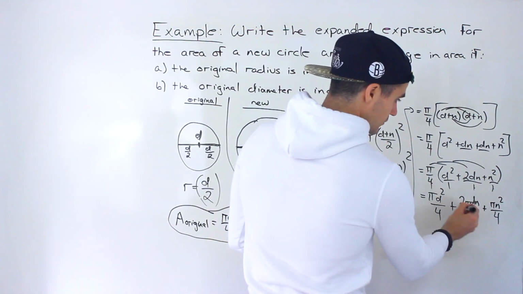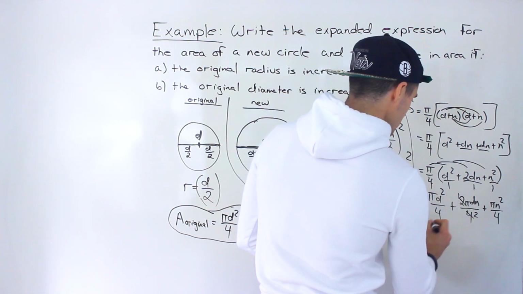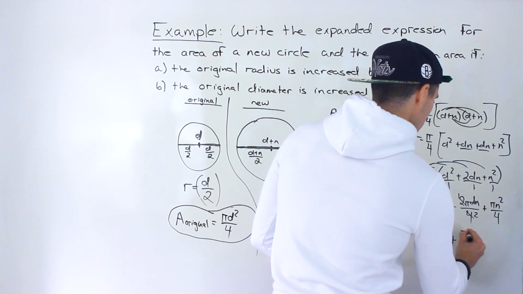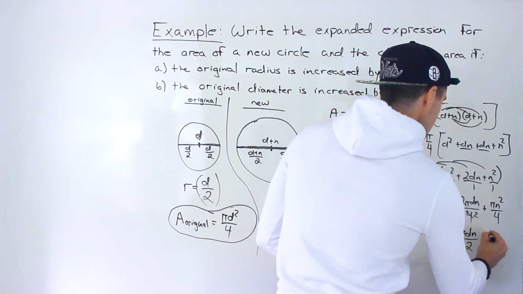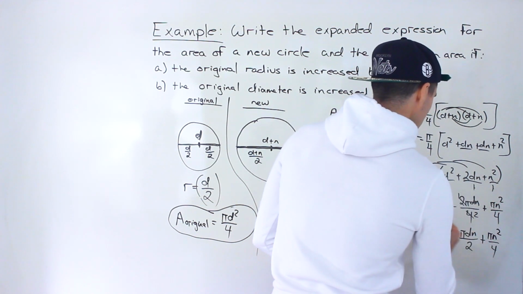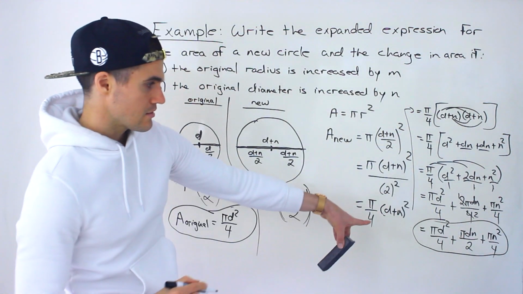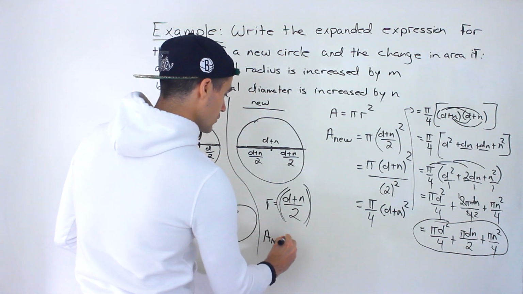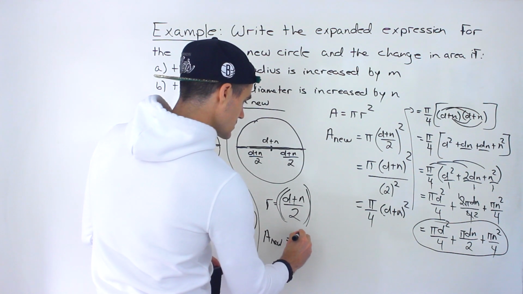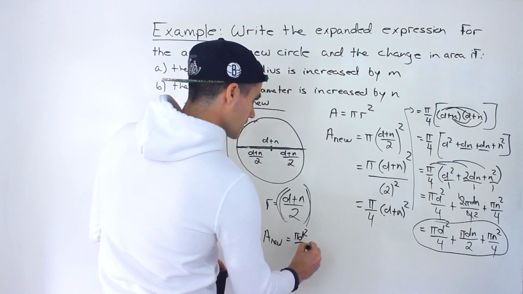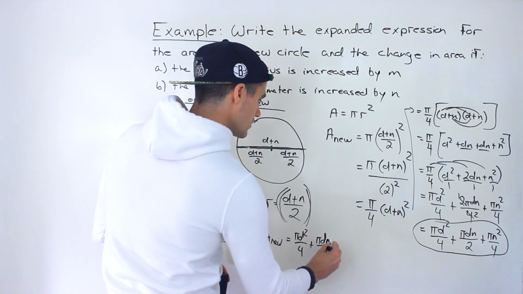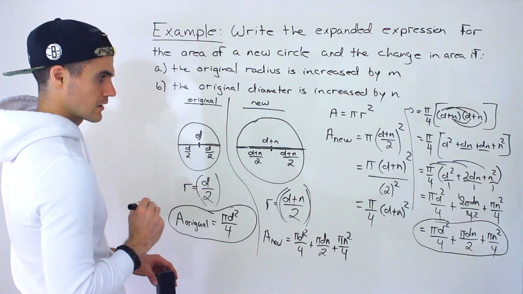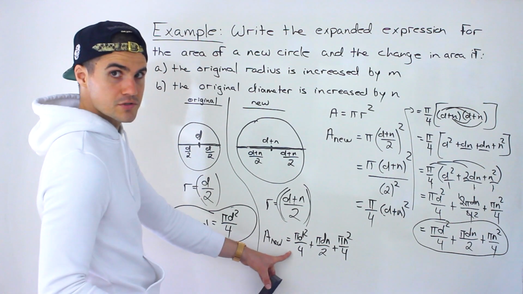And then, as I mentioned, this gets simplified because we have 2 over 4, which would simplify to 1 over 2. So the final expression, you'd end up with that right there. So that right there would be the expanded expression. Let's actually write it over here for the new area, for the new circle's area. It'd be pi d squared over 4 plus pi dn over 2 plus pi n squared over 4, like that. Right? So all that work shows how we got there.